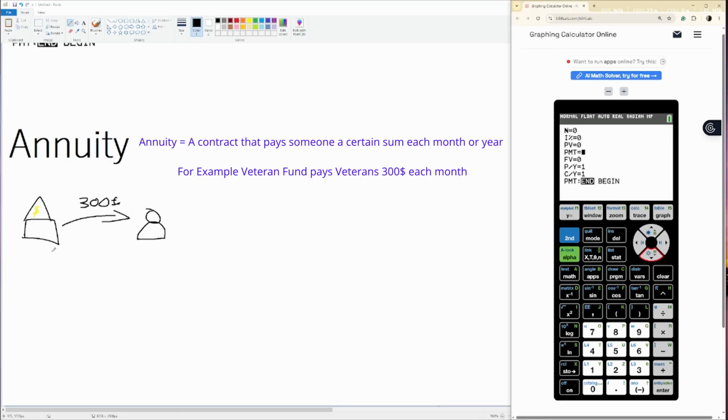So you might be wondering, why is PMT negative? Well, how annuities work is essentially that you collect a lot of money, and then later on the bank pays it out in sums. So let's say that you collect 100,000 euros, and then the bank starts paying out 300 every month.